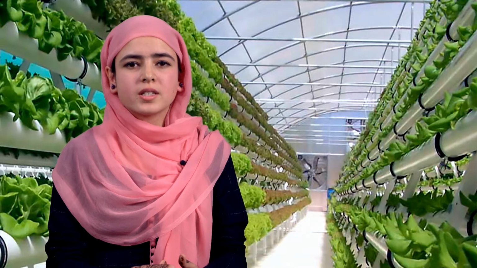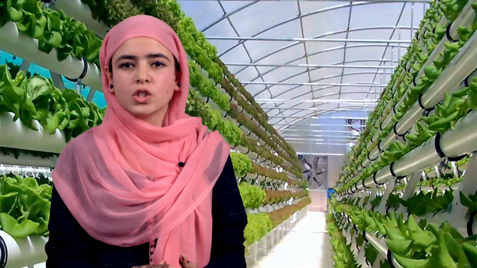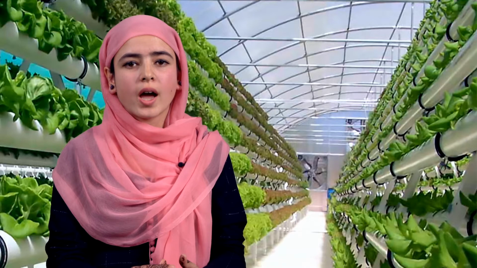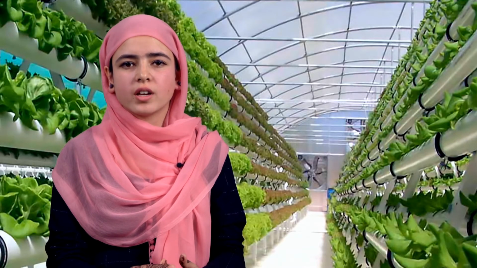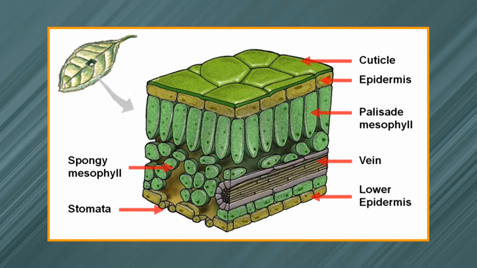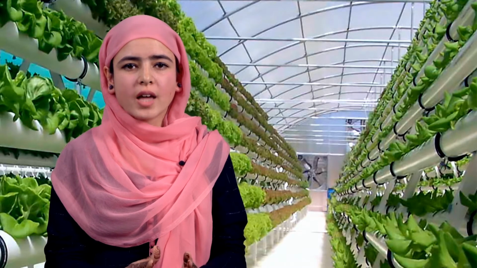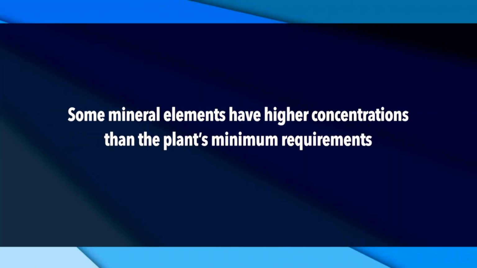However, in some instances, the differences in tissue concentrations of macro and micronutrients are not significant. For example, leaf mesophyll of plants has been found to contain almost as much iron or manganese as they do sulfur or magnesium. It has been observed that some mineral elements have higher concentrations than the plant's minimum requirements.